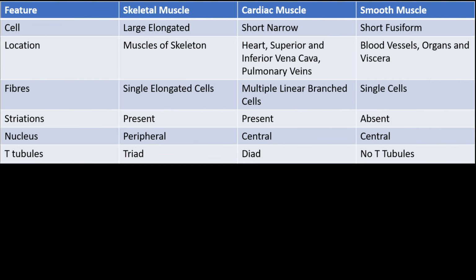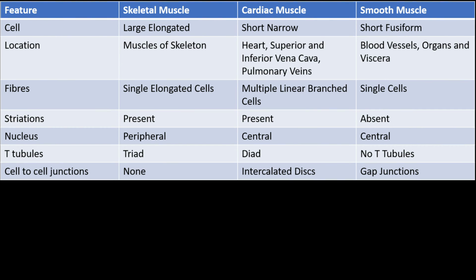If we talk about the T tubules, very prominent T tubules are present in skeletal muscles forming a triad. In cardiac muscles, the T tubules are present at the Z lines forming a dyad, while in smooth muscles, we do not observe any arrangement of T tubules. In skeletal muscles, there are no cell-to-cell junctions. In cardiac muscles, we find a prominent and distinct intercellular junction in the form of the intercalated disc. In smooth muscles, we find gap junctions.